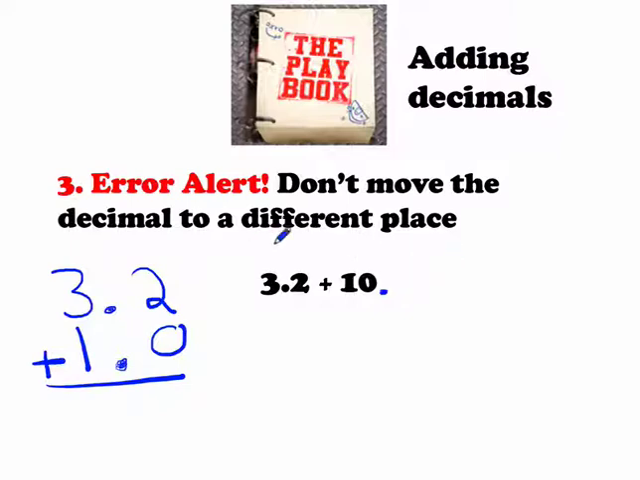Here's what your problem should look like. 3.2. Put your decimal below first. 10 goes in front of the decimal, side to side, so it goes top to bottom in front as well. And then add any placeholders.